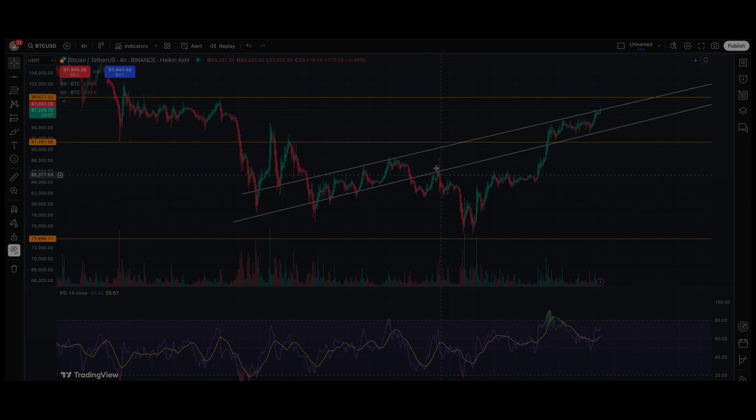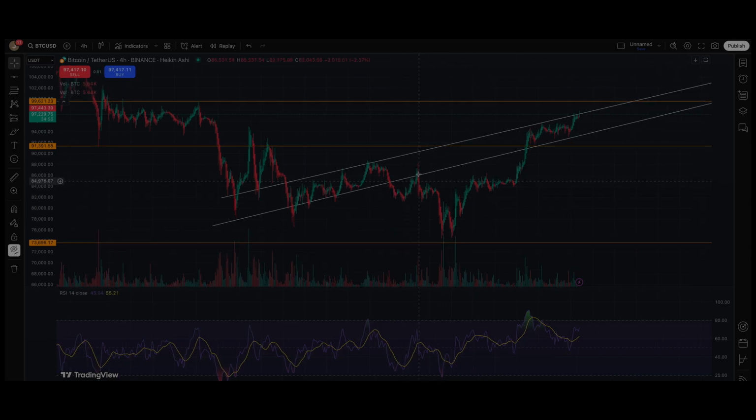So that would have been a perfect area to get into a short trade because it's a rising channel, which has a 70% chance of breaking to the downside, which it did. This is on a higher time frame. This is on the 4 hour.